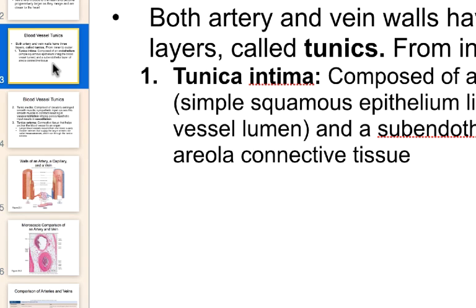Good afternoon. Let's start chapter 23 about blood vessels. Your blood vessels are composed of artery, vein, and capillaries. For now, we're going to focus on the structure of the artery and vein, and then we're going to add the capillary to this discussion.